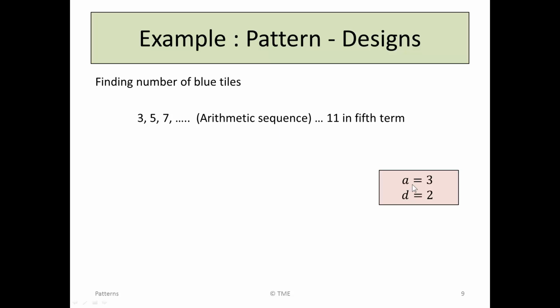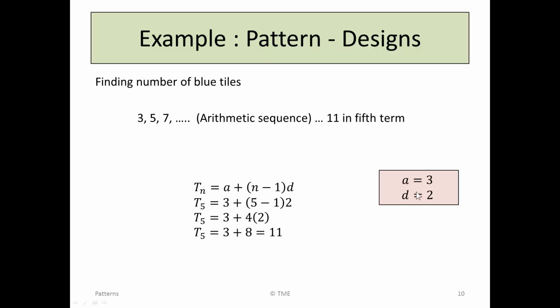We could also do it more formally and say that A, the first term in this sequence, is 3, and the common difference between 3 and 5 and 7 is 2. So using the formula for the nth term of an arithmetic sequence, we would say Tn is A plus n minus 1 times d.